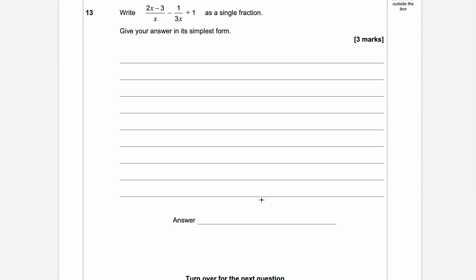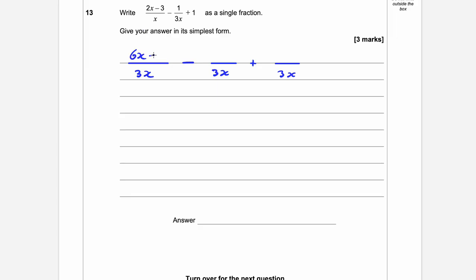Question 13. Write this as a single fraction. Give your answer in its simplest form. Okay, so I think we'll get a common denominator of 3x. So we'll do 3x here, minus 3x here, and then plus 3x here. So this is a common denominator. This one, I've times the bottom by 3, so I times the top by 3. Let's multiply it out, guys.